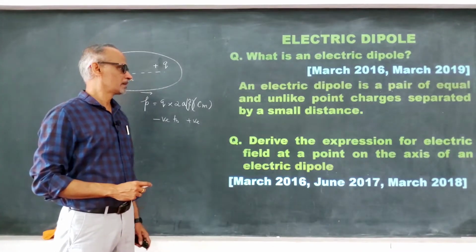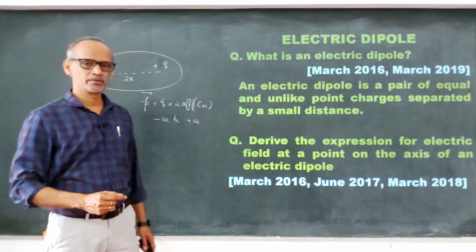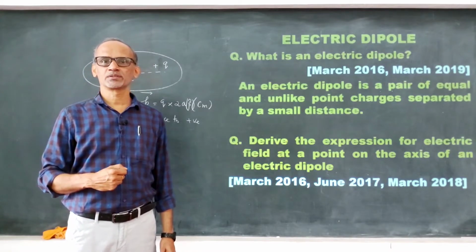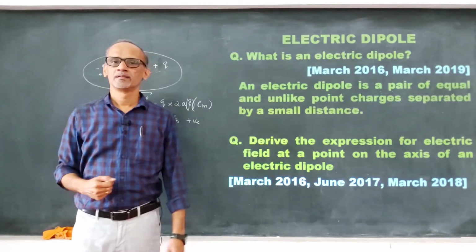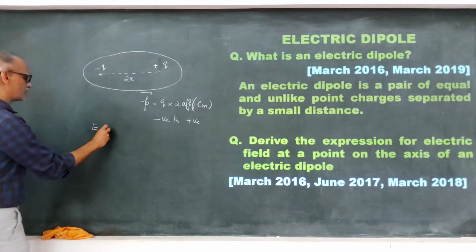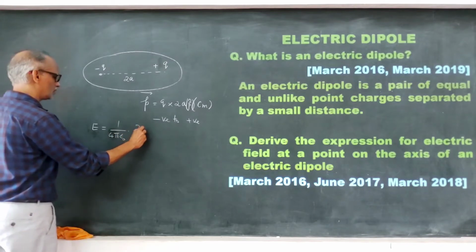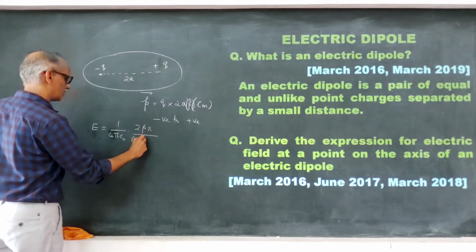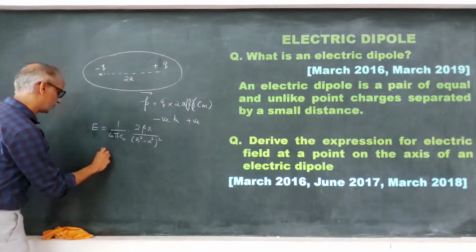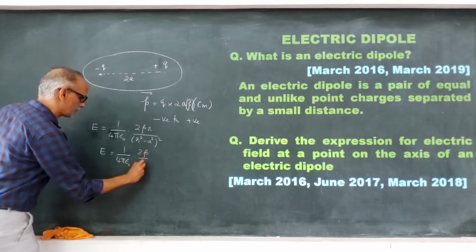The next question: derive the expression for electric field at a point on the axis of an electric dipole. You can see this question has appeared 3 times in the examination, and yesterday I derived the expression. What is the expression that we derived? The electric field at a point on the axis is E is equal to 1 by 4 pi epsilon naught, 2pr by (r square minus a square) the whole square. And for a short electric dipole, E is equal to 1 by 4 pi epsilon naught, 2p by r cube.